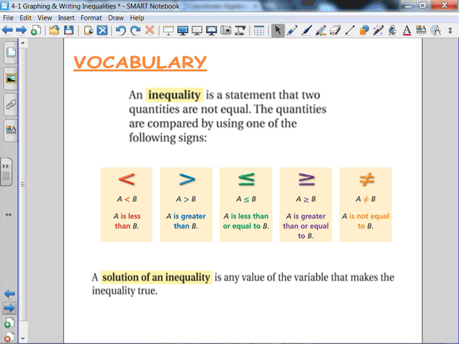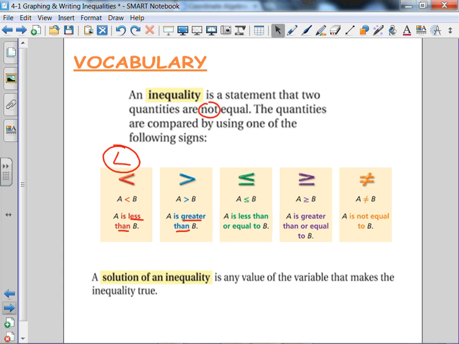An inequality is a statement that two quantities are not equal. And so here's the different symbols we use for inequalities: less than, greater than, less than or equal to, greater than or equal to, and then just is not equal to. We say generally that a less than sign kind of looks like an L right here. That is one way to tell the difference between greater than or less than. And then a solution to an inequality is just a value of a variable that makes the inequality true.